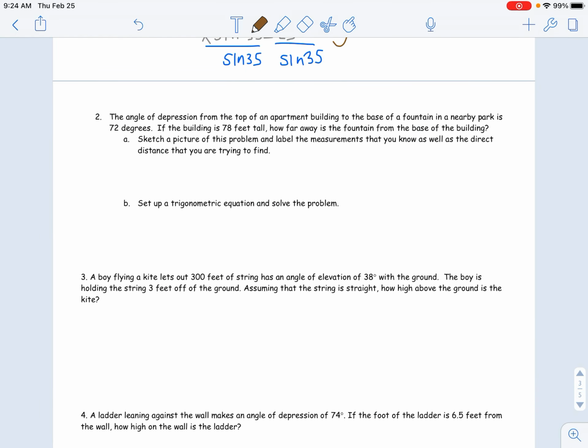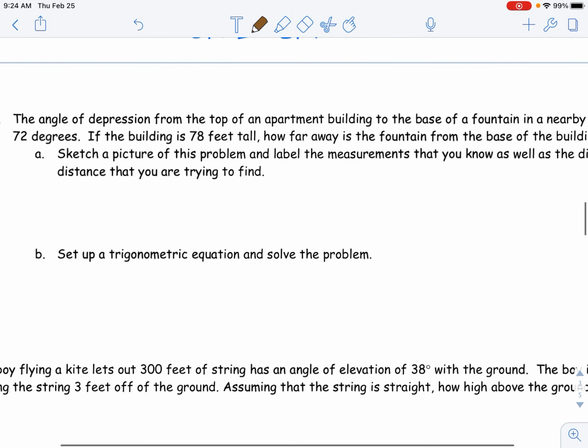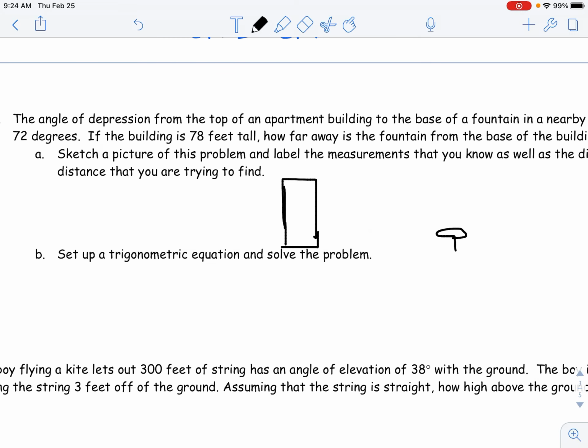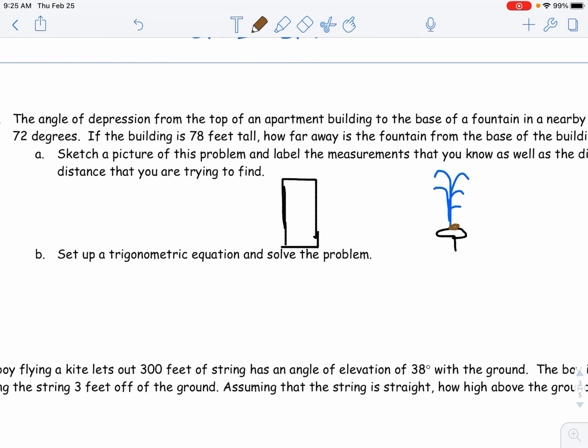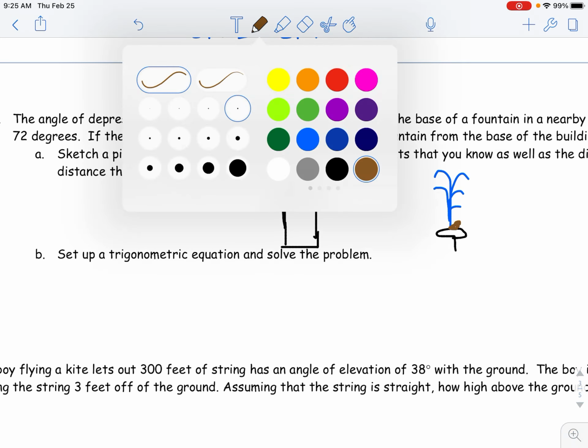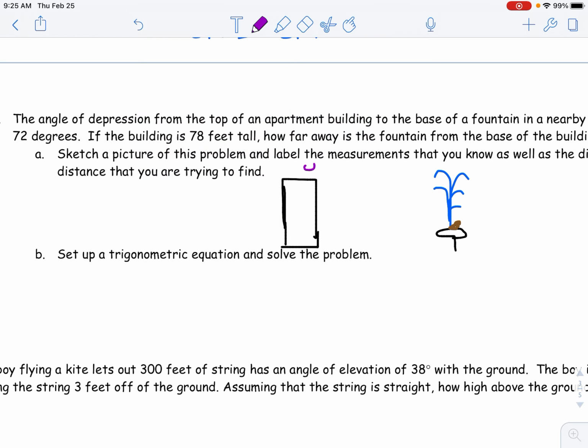All right, the angle of depression from the top of an apartment building to the base of a fountain in a nearby park is 72 degrees. So here's an apartment building. It's a big, tall apartment building. Then there's some fountain down here, and there's even a little bird in this fountain, taking a little bird bath. We got some purple man at the top of this building.